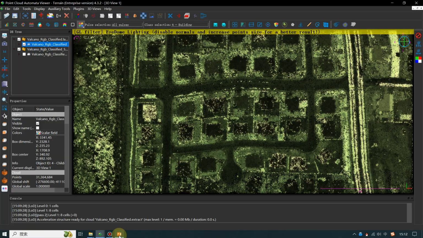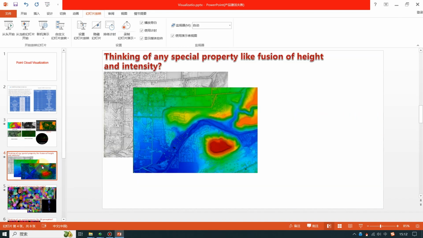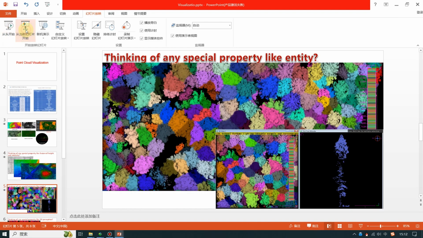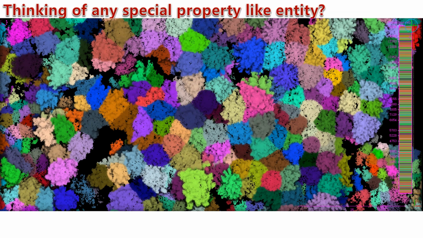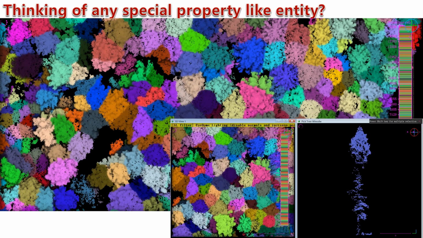In addition, our software also has some unique displays. For example, if we segment individual trees, divide the single house, then give each tree a color, and different trees are given different colors. This is the visual rendering of the data according to the segmentation number attribute.